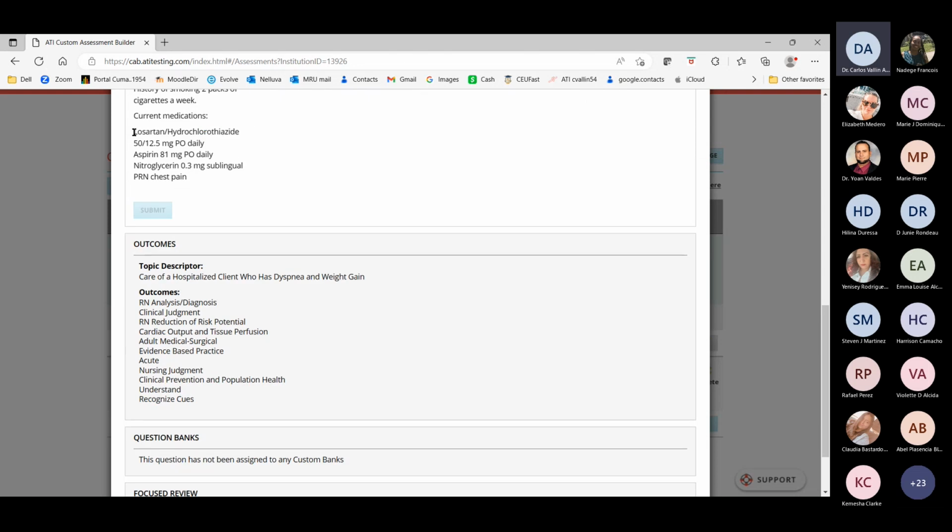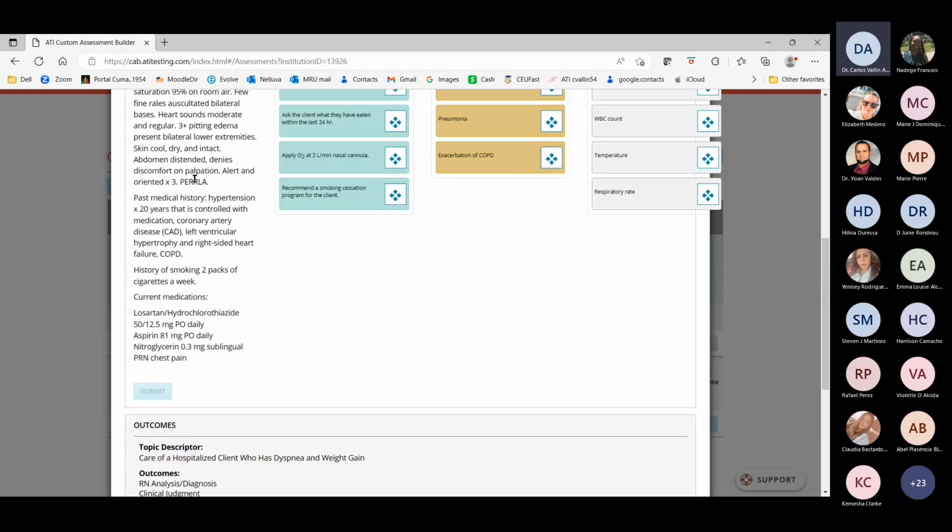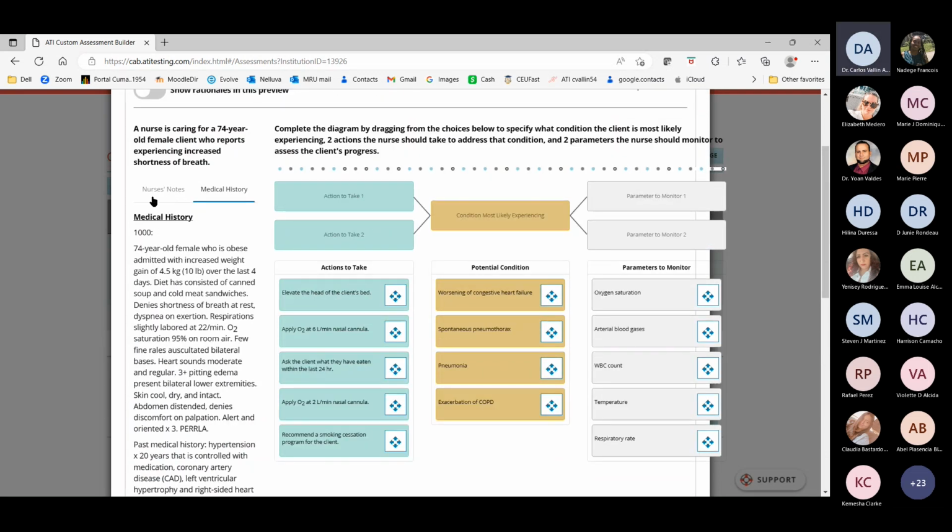So we assume that this medication is given mainly for the control of blood pressure. The dose is losartan 50, hydrochlorothiazide 12.5. Okay, aspirin 81 milligrams daily, probably as an antiplatelet because the patient maybe has increased risk for coronary artery disease. Nitroglycerin if chest pain, so it says that the patient probably has a history of angina and coronary artery disease. So this is what we have of this patient.